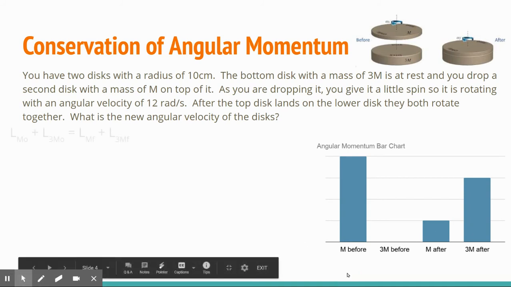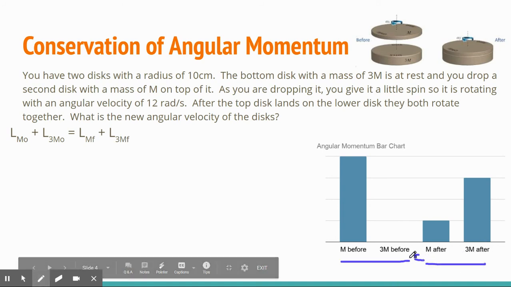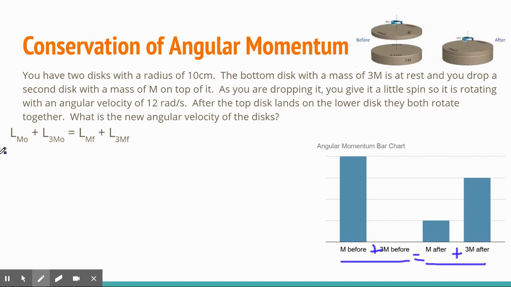Alrighty, so then what I'm going to do next is think about this in terms of my conservation of angular momentum equation. So I'm going to add these two on the left together and have that equal the two on the right. I'm just going to add these like this, and that's how I get this equation up here. So I have my angular momentum of the first one plus the angular momentum of the 3m one, and that's going to be equal to my angular momentum afterwards. So I'm adding the angular momentum of the little one plus the big one together.